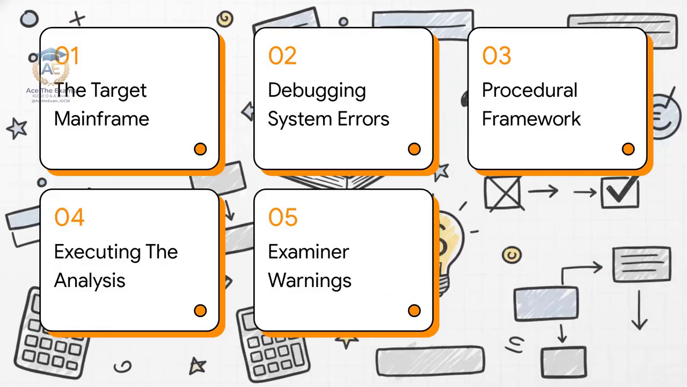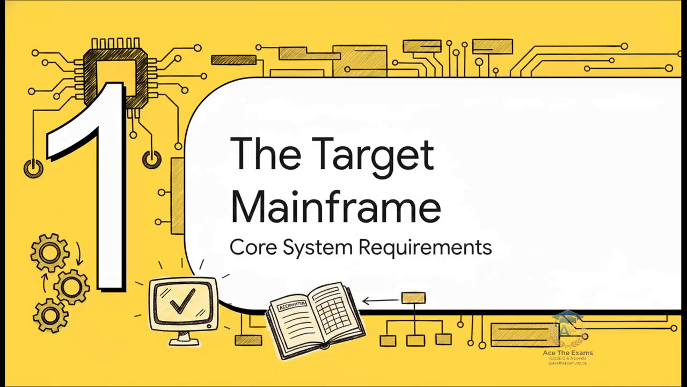First up, the target mainframe. Second, debugging system errors. Third, the procedural framework. Fourth, executing the analysis. And finally, examiner's security warnings. Let's dive right in. Section 1. The target mainframe, defining core system requirements.